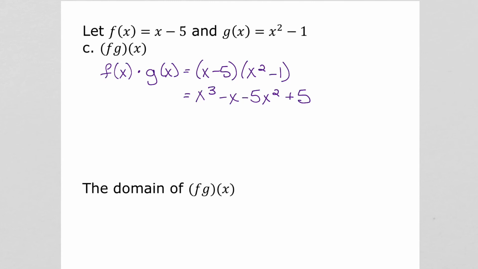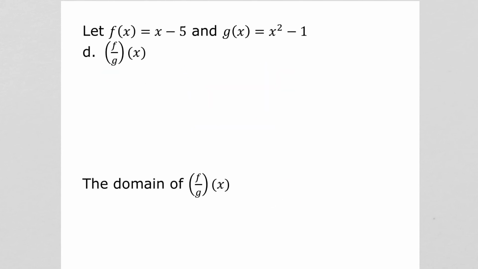There's nothing that can be combined there. But we can rewrite it so that our exponents are in order. But that is our answer. What's the domain? Well, this is a cubic. We don't have a square root. We don't have a fraction. Nothing like that. It ends up looking like this. So the domain is just negative infinity to infinity again. All real numbers.